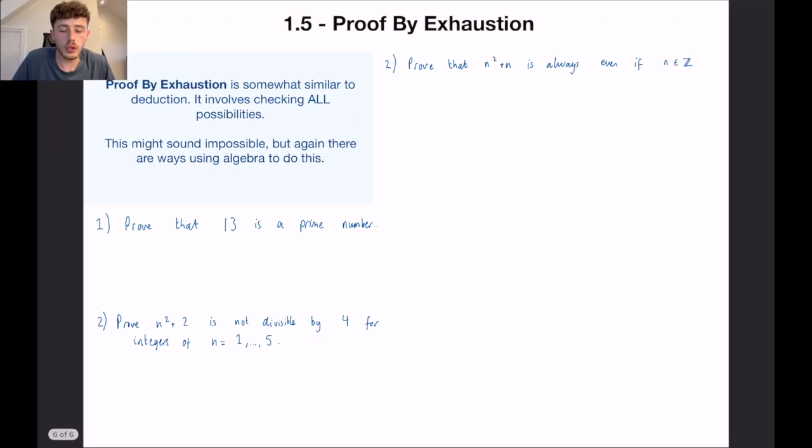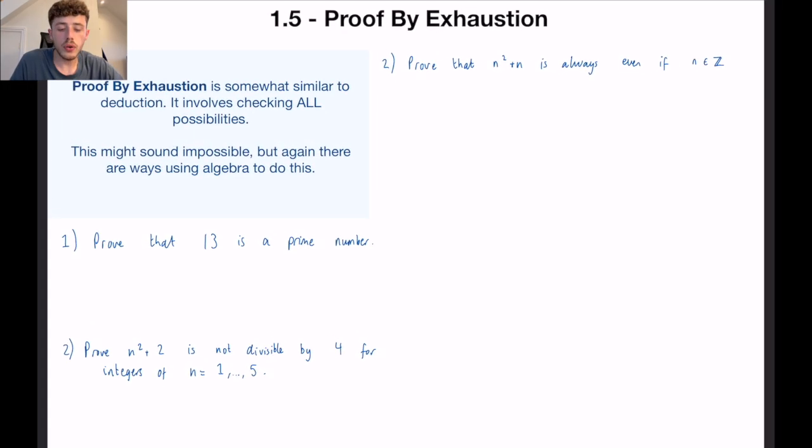On to our final subtopic of this lesson, 1.5, proof by exhaustion. So we've covered counterexample, deduction, and now exhaustion. All three very important to be aware of. Proof by exhaustion is somewhat similar to deduction. It involves checking all the possibilities. Might sound impossible, but there are lots of ways using algebra to do this. You will see some quite clever ways that will get slightly harder as we go through these questions.